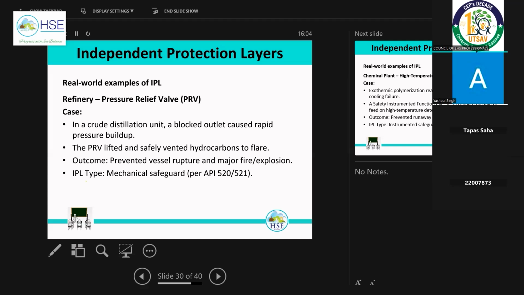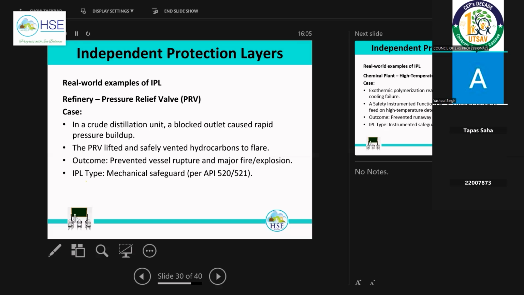Now let us see a few real world examples of the protection layers. Let us take the example of a refinery. We have the pressure relief valve (PRV) installed. The case is a crude distillation unit where a blocked outlet caused rapid pressure buildup. The PRV lifted and safely vented hydrocarbons to flare. That is the basic design intention. The outcome: vessel rupture was prevented.